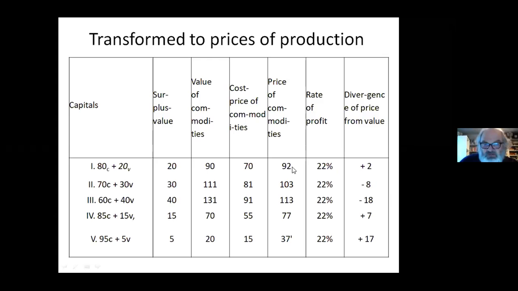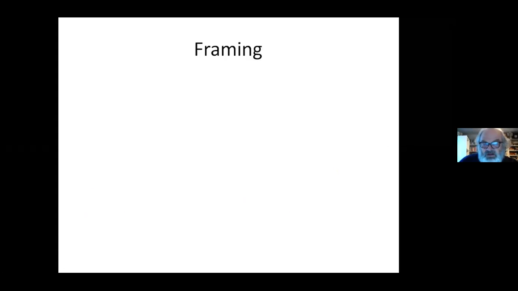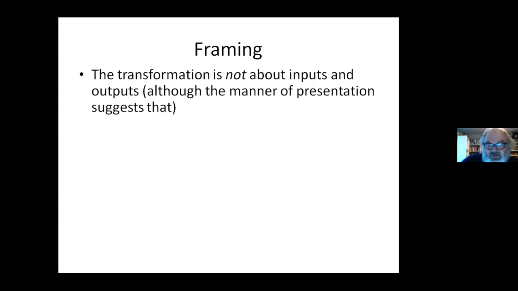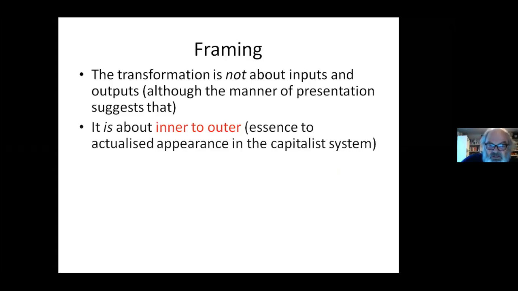As an example of commodity inputs and outputs, okay? And I think that that's quite inputs and outputs. What it is about is how the inner substance of value reaches its outer form in a capitalist system of production. So it's a movement from inner to outer.